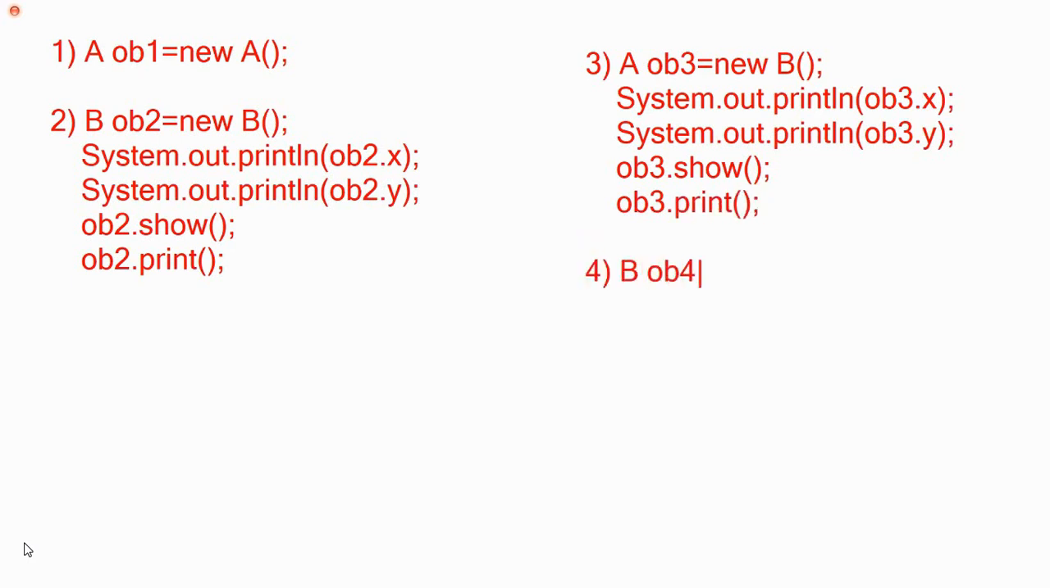B ob4 = new A. Not valid. Okay, now it is not valid.